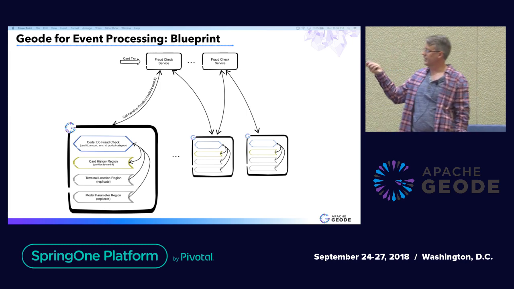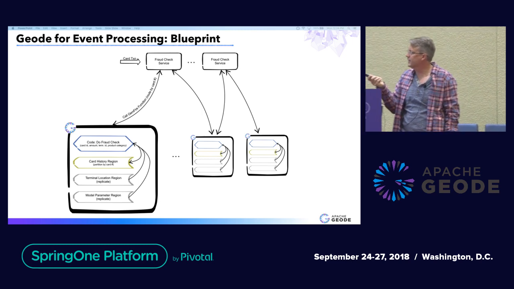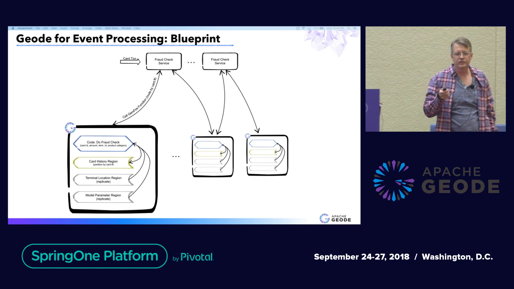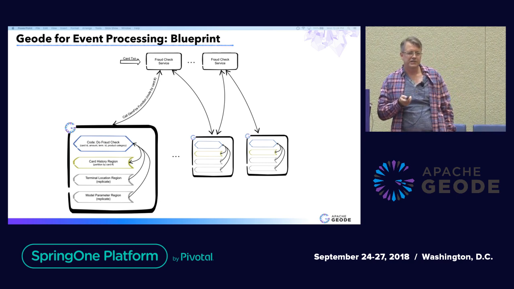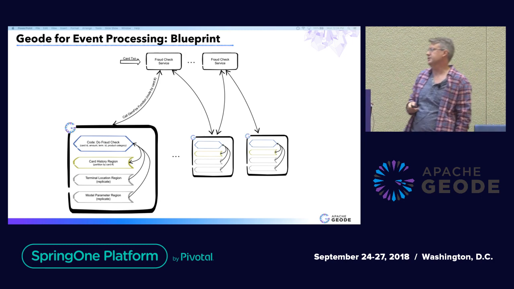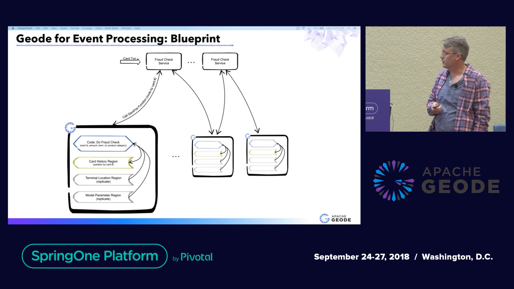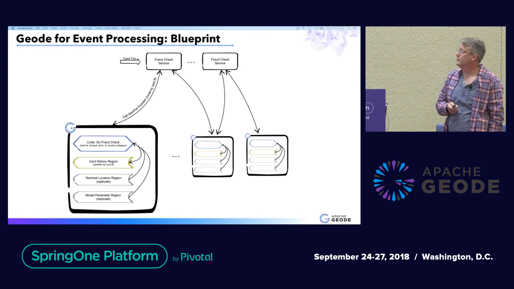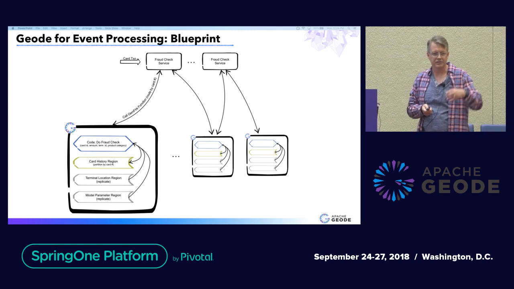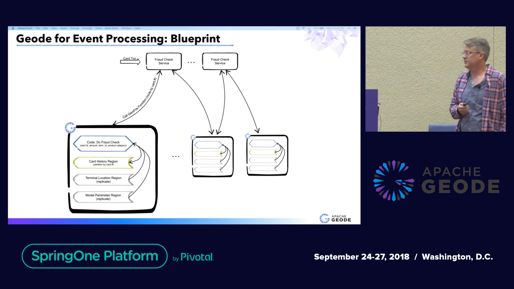This time we've got something new: replicate regions. The terminal location data and the model parameters need to be everywhere. They need to be in every data node, because any credit card transaction could need those. So we put those in replicate regions so they're everywhere. And then we have a function that just does the two steps. It generates features and scores the model and returns the result.